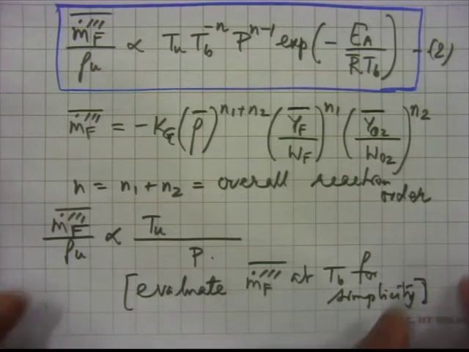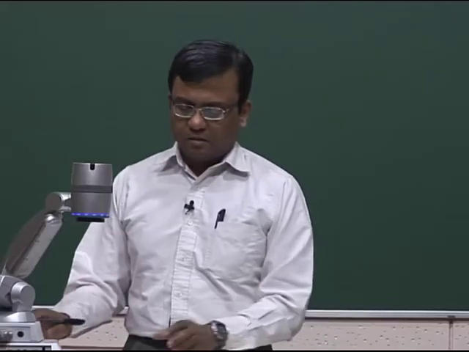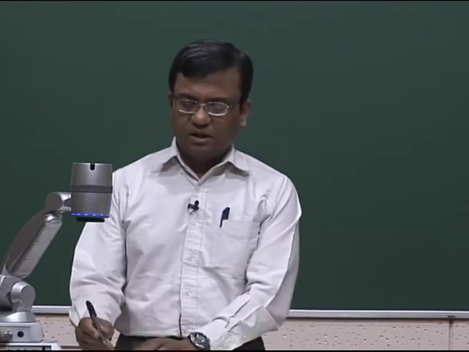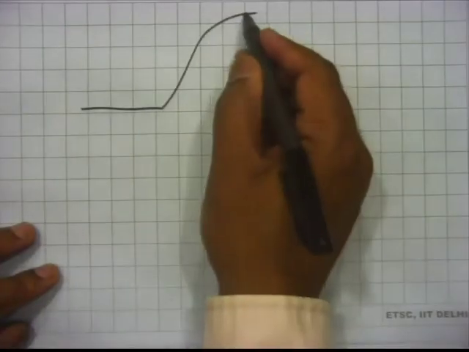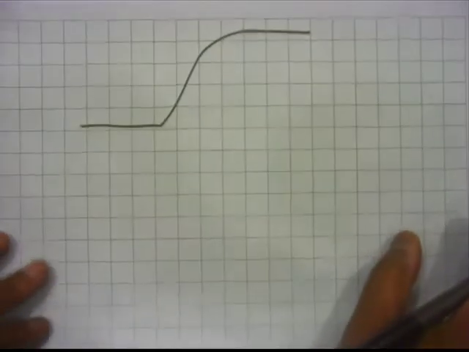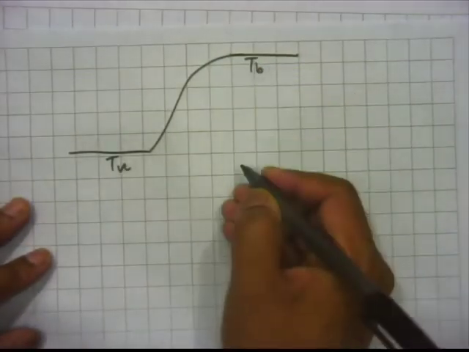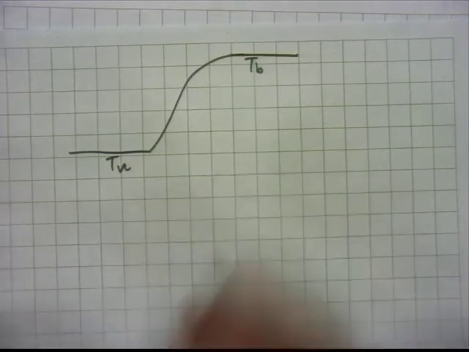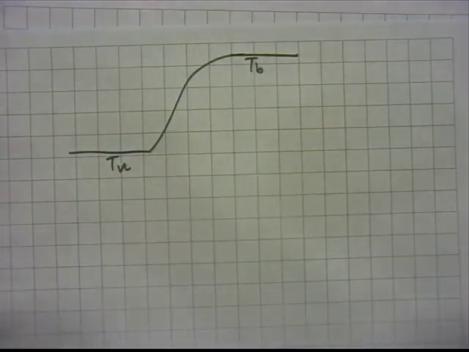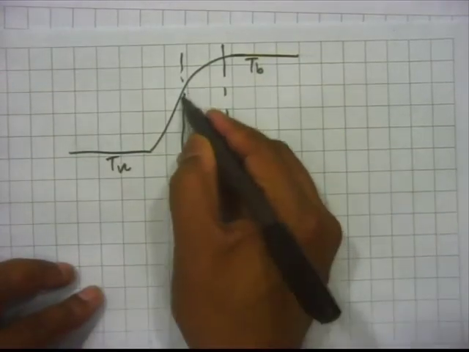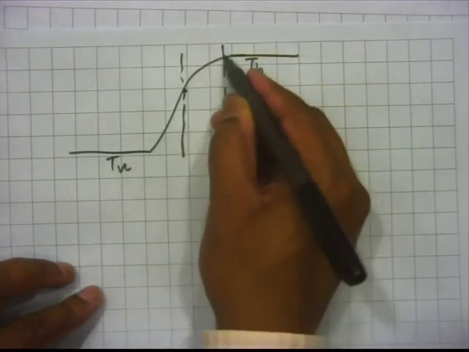Okay, there was another option. Those of you who may have looked at the example problems to calculate laminar burning velocity may have seen this: we have the reaction zone, this is Tu, this is Tb. So, one option is to evaluate the reaction rate at what temperature? The mean of this temperature and this temperature.